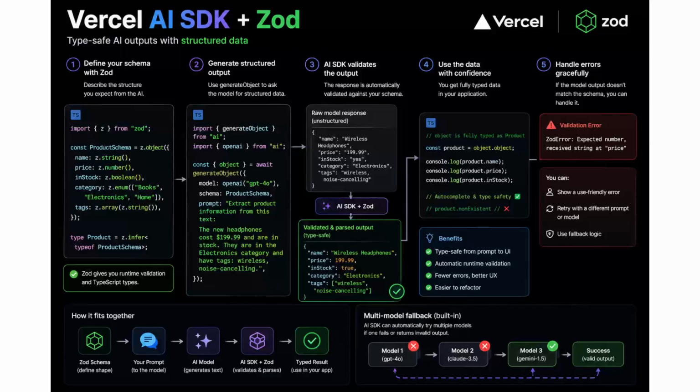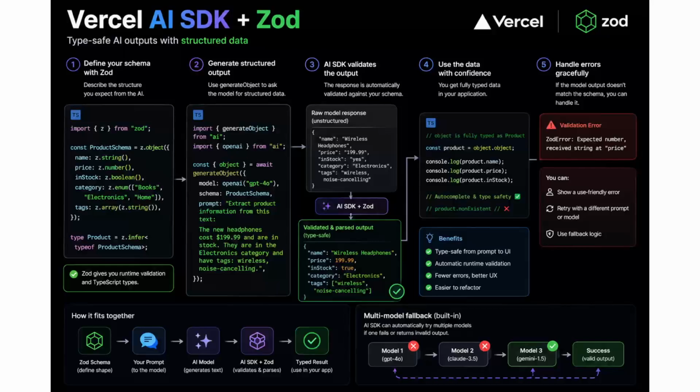From that product schema, we can see the raw model response, which is a wireless headphone. It has a price, it has in stock, it has a category, and it has some tags. Then of course with AI SDK and Zod we can validate and parse the output. And for that we can use the data with confidence, and the benefits of course are that it's type safe from prompt to UI. It automatically has runtime validation, fewer errors, better UX, and it's easier to refactor, right?